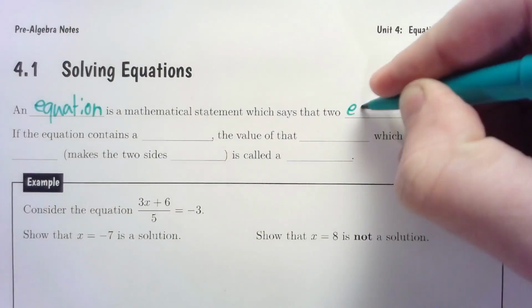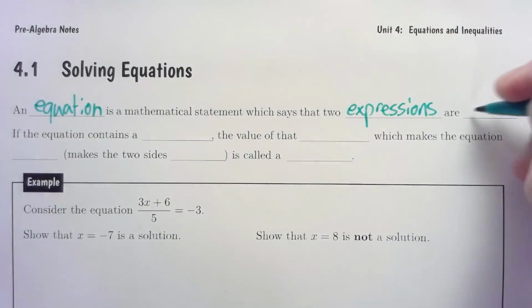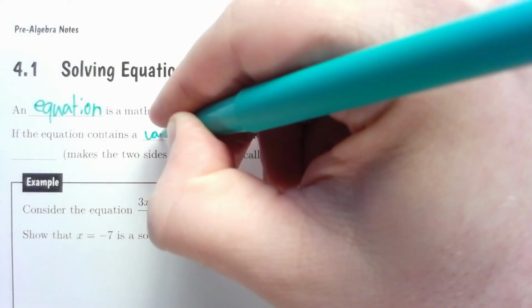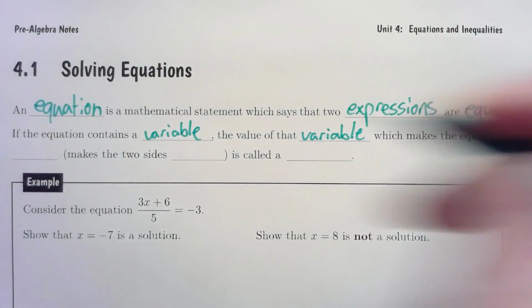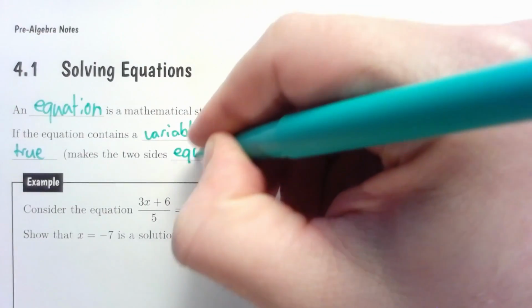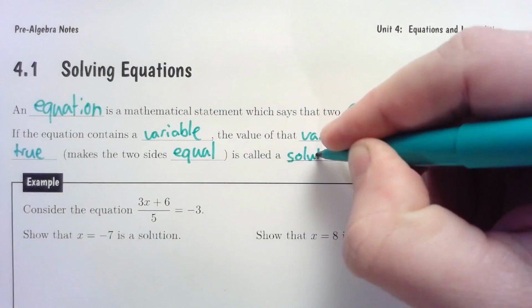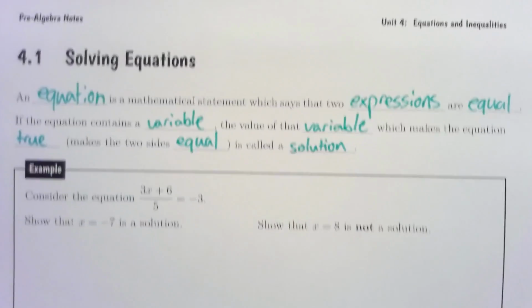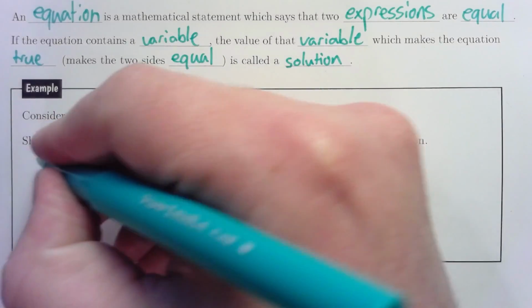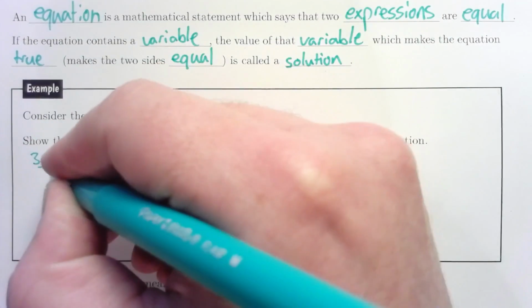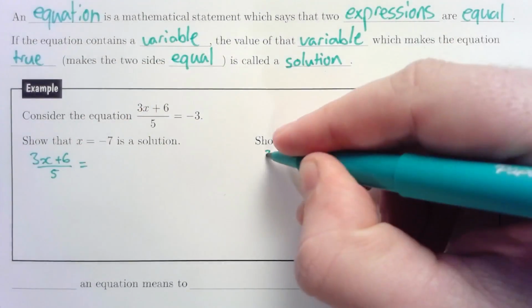An equation is a mathematical statement which says that two expressions are equal. If the equation contains a variable, the value of that variable which makes the equation true, which is the same as making the two sides of the equation equal, is called a solution. Suppose we have this equation, where on the left-hand side we have the expression 3x plus 6, all divided by 5, and on the right-hand side we have the value negative 3, and in between we have the equal symbol, showing that these two expressions are equal.